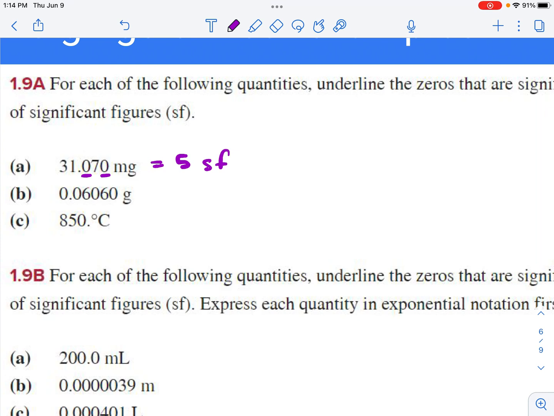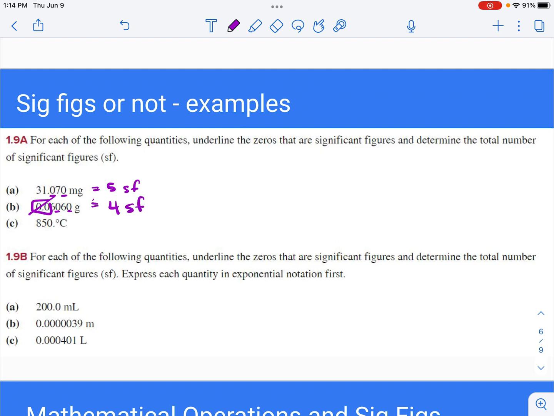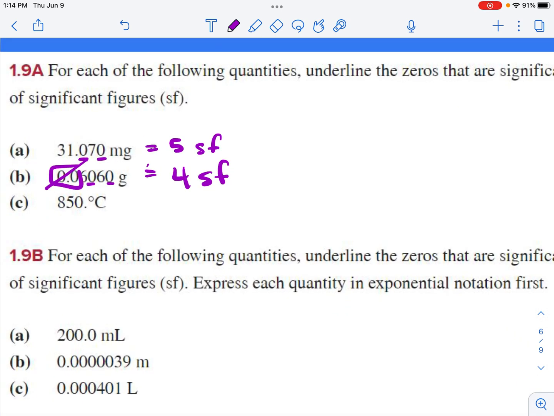All right. I see a middle 0 in this 0.06060. And I see a 0 right after the decimal, and there's a decimal in the number, and a 0 after the numbers. I call those after-afters. And so those are significant, but these two are not, which gives me a total of only 4 sig figs in that number, okay? 850 degrees Celsius with a decimal. So this is a 0 that's after non-zero numbers, and there's a decimal in the number. That means it is significant, which means all 3 are significant.